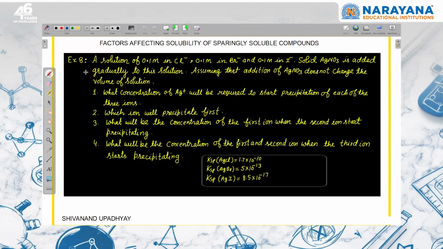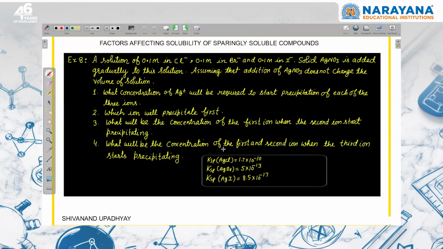Solid AgNO3 is added gradually to this solution, assuming that addition of AgNO3 does not change the volume of the solution. What concentration of Ag plus will be required to start precipitation of each of the three ions? Which ion will precipitate first? What will be the concentration of the first ion when second ion starts precipitating? What will be the concentration of the first and second ion when third ion starts precipitating?